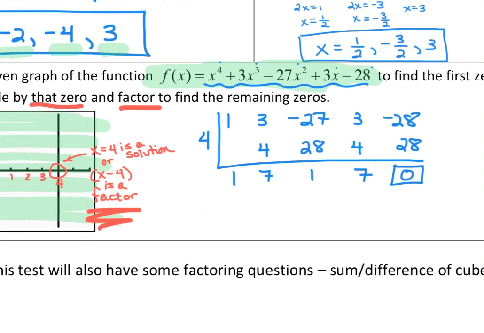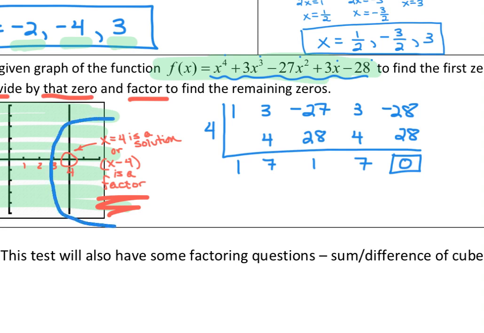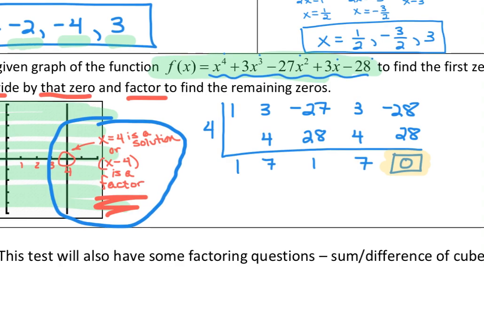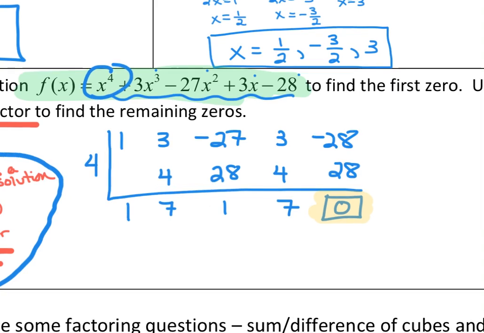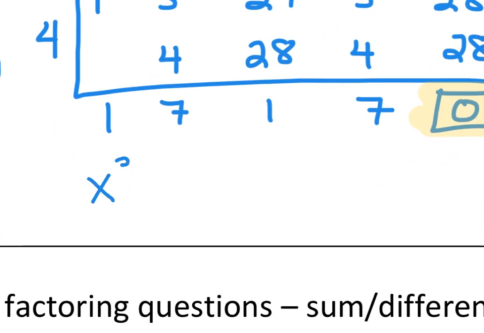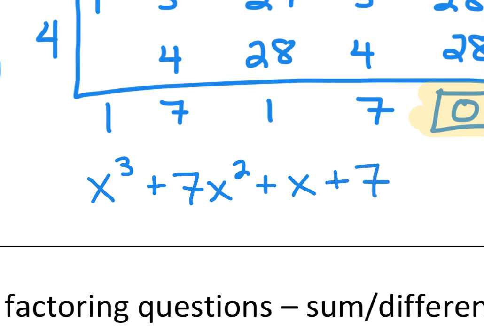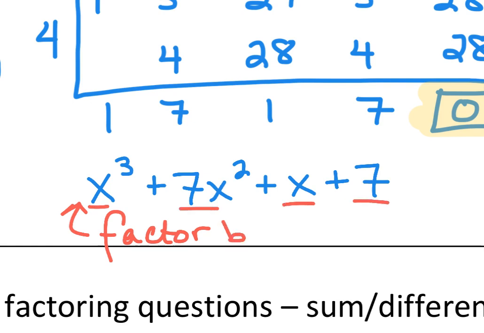And you knew that that was going to work out to give you a remainder of 0 because of this. All of that tells you that your remainder should be 0. And then the quotient that you get here, because we started with x to the 4th, our quotient is going to be x to the 3rd plus 7x squared plus 1x plus 7. Now we need to factor this. And because it's 4 terms, we're going to factor by grouping.